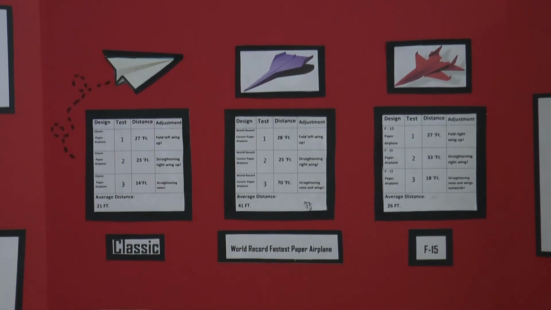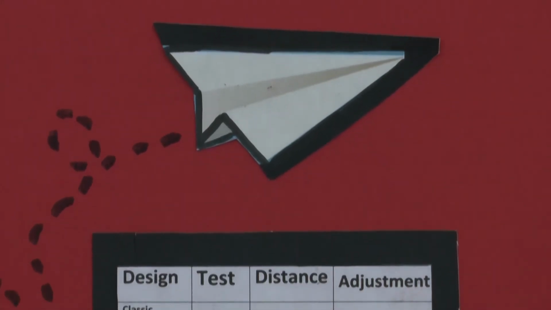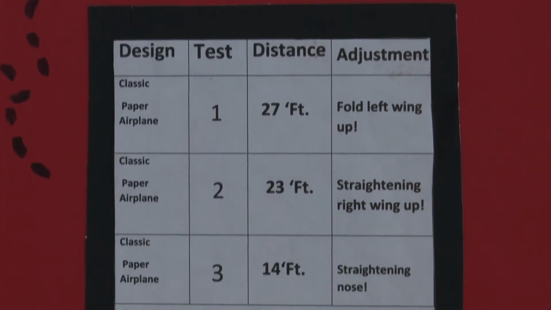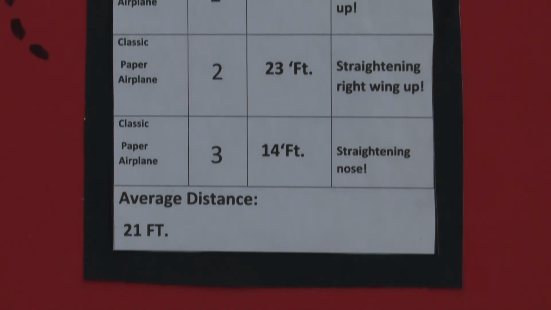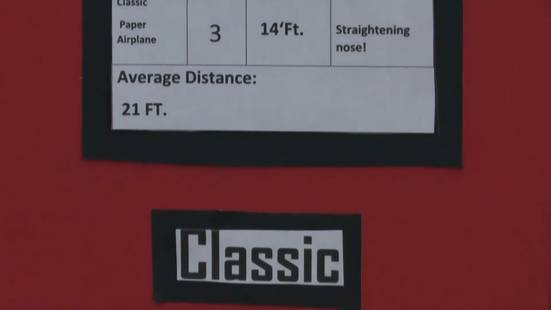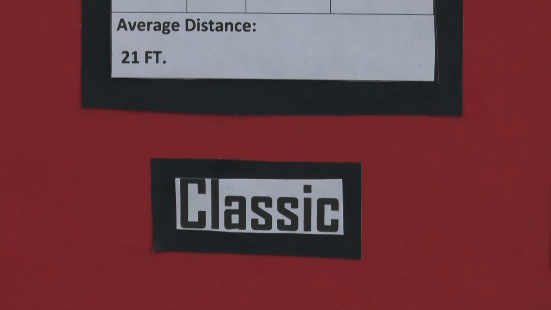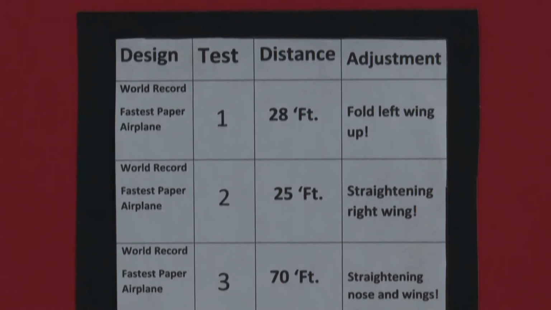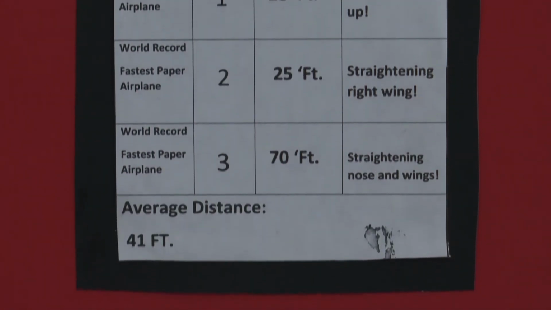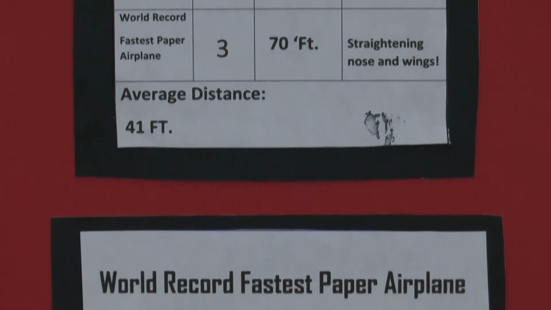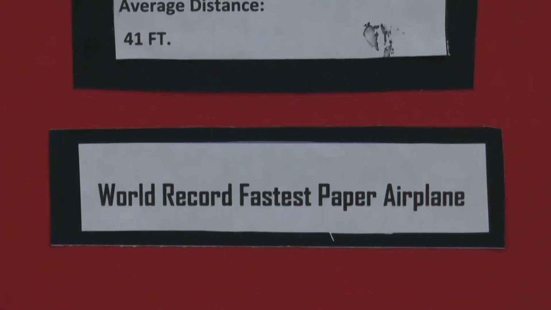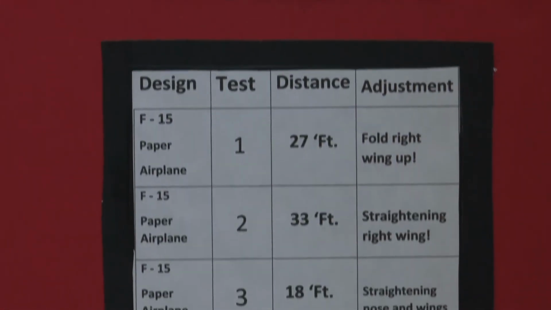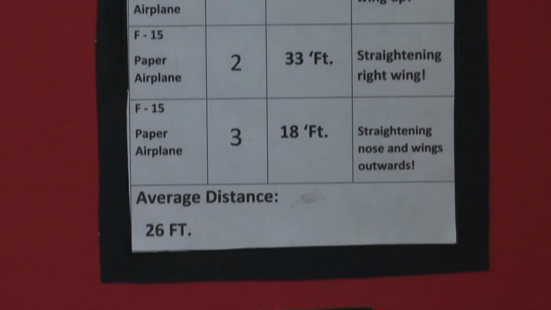For our attempt 1, we got 27 feet. For our second attempt, we got 23 feet. For our third attempt, we got a distance of 14 feet and we straightened the nose. Our average distance was 21 feet. And for the second model, it was an F-15 airplane. For attempt 1, it was 27 feet. The second attempt was 33 feet. And for attempt 3, we got 18 feet and we straightened the nose and wing outwards. And our average distance was 26 feet.